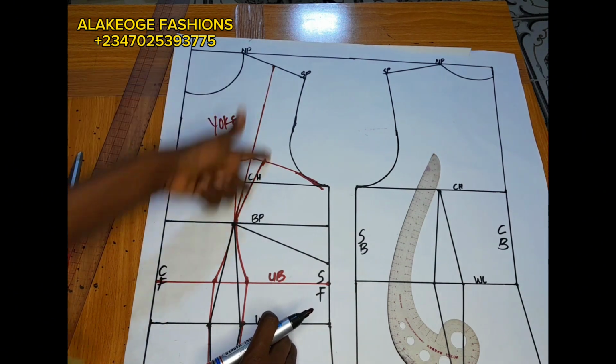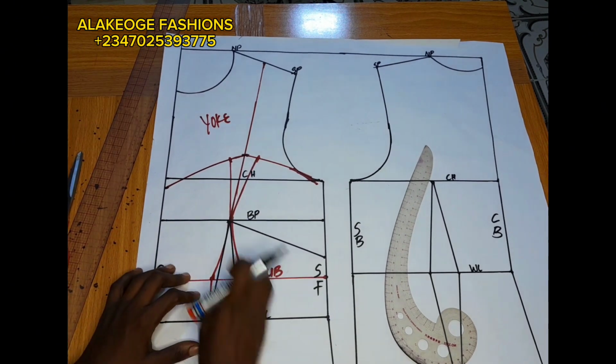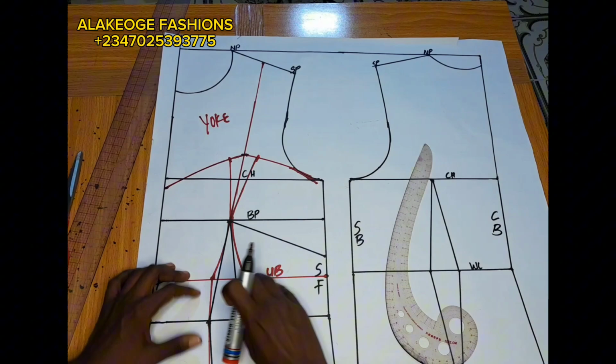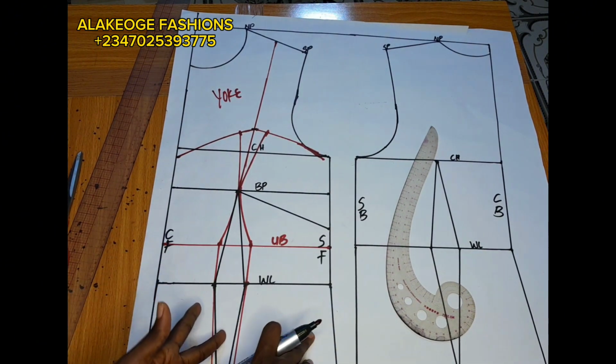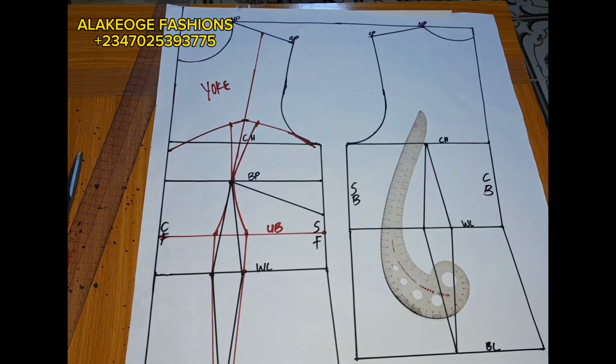So I'm labeling this. That's the yoke. Like I've said earlier, this is going to be the yoke, but I'm not tightening the yoke because I'm not using the yoke. We're not dealing with the yoke in this pattern. So we are making an overbust corset.